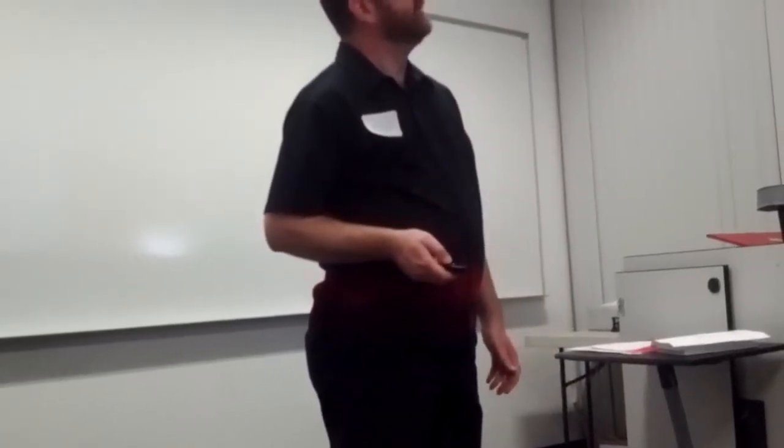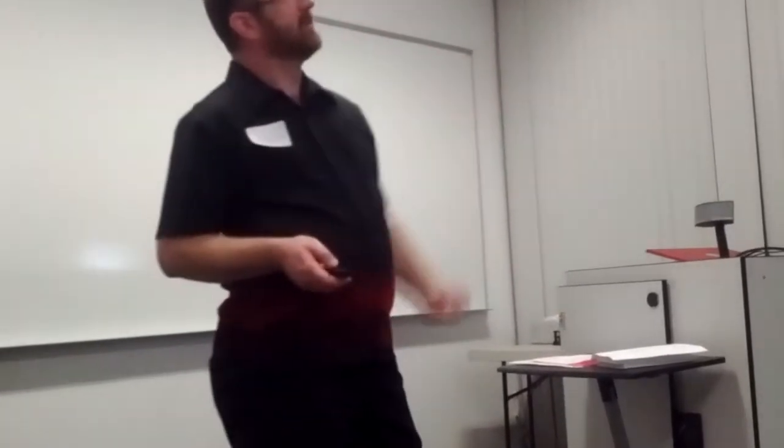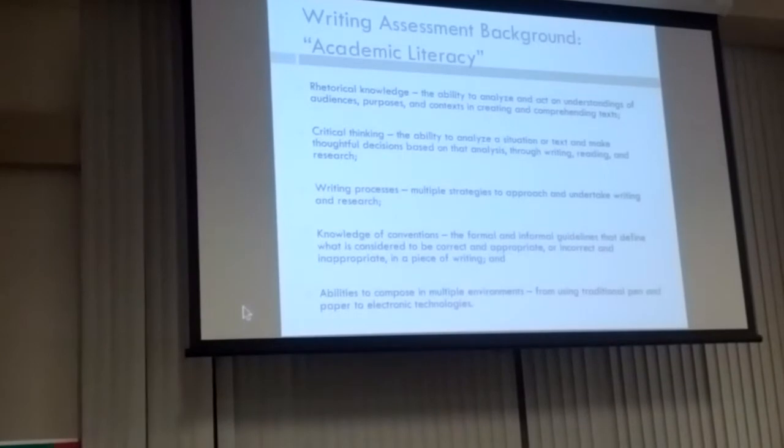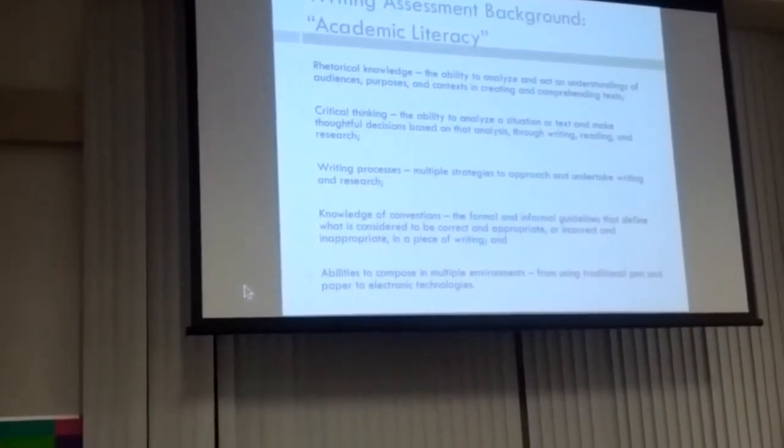So I came to campus with an understanding from previous work and also from these national conversations about the interwovenness of writing instruction and information literacy as a concept, primarily through this notion of academic literacy. What does it mean to prepare students to be academically literate? Basically, the WPA identifies these key areas: rhetorical knowledge, critical thinking, writing processes, knowledge of conventions, and also the ability to compose in multiple environments.